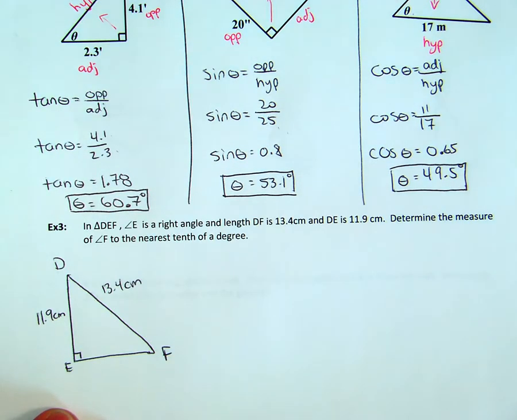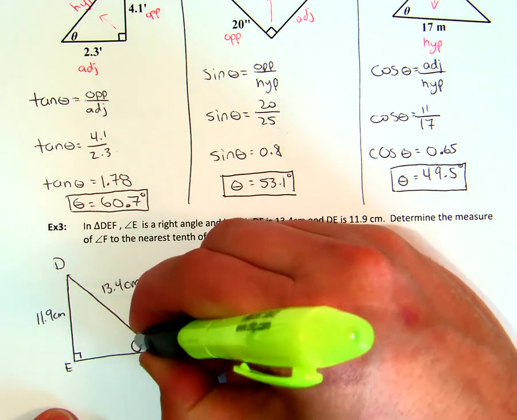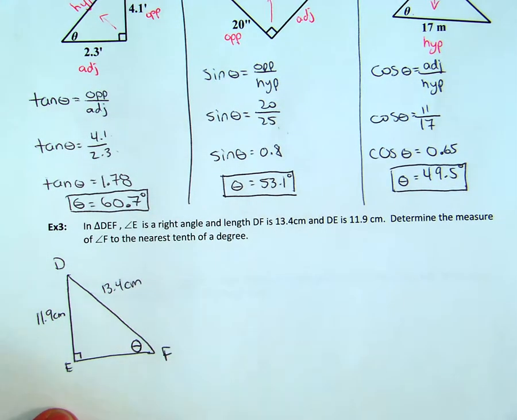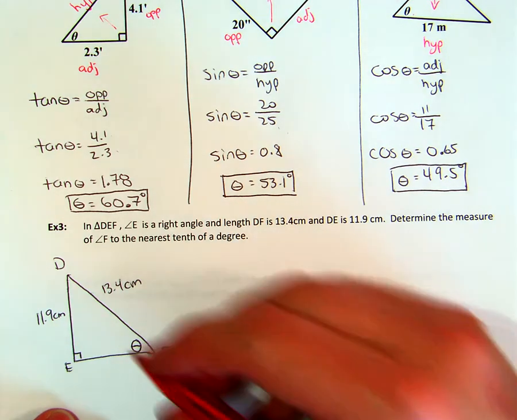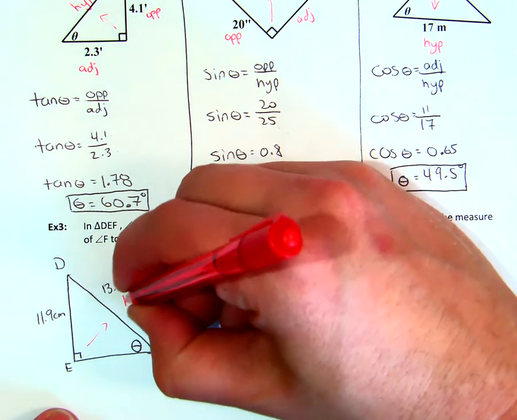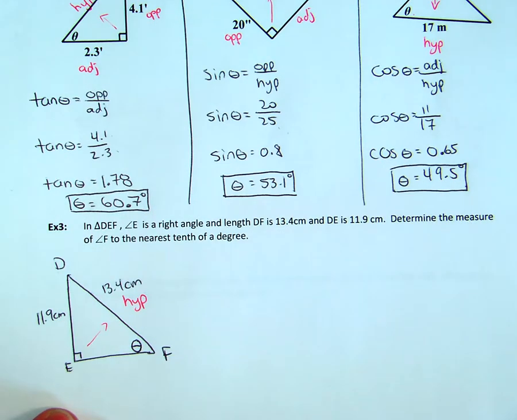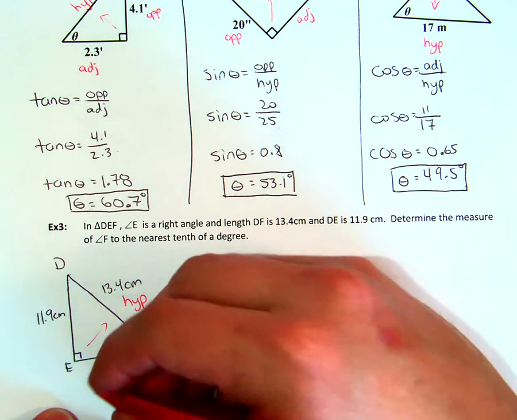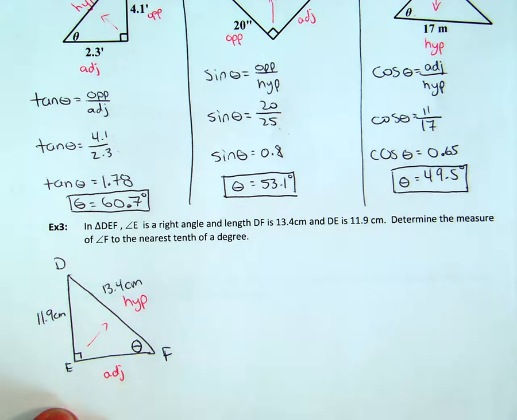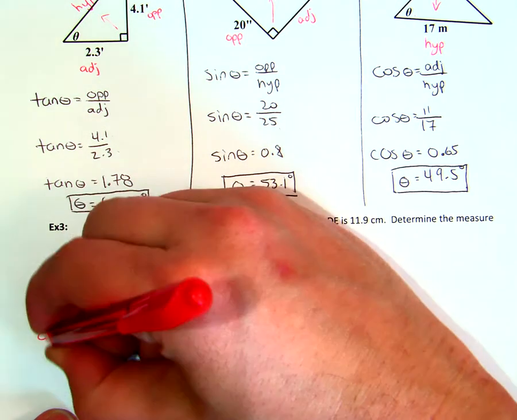And it wants me to figure out the angle, the measure of angle F. So the measure of angle F, that's where I want to find it. That's my theta, is where F is. So just like we did above, once we have the diagram, label the sides. Across from the right angle, that's the hypotenuse. Beside the theta, or adjacent to the theta, that's adjacent. The opposite side of the triangle from the theta is the opposite.